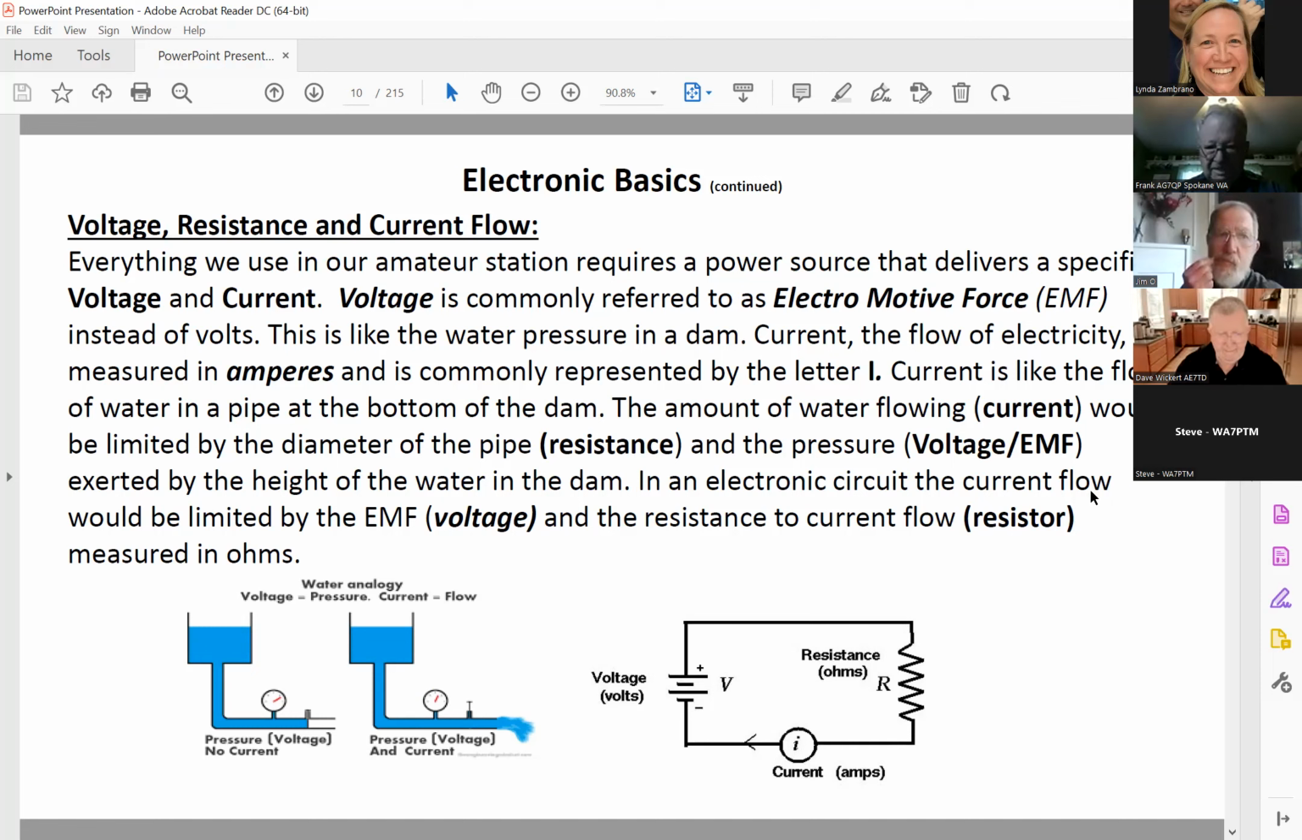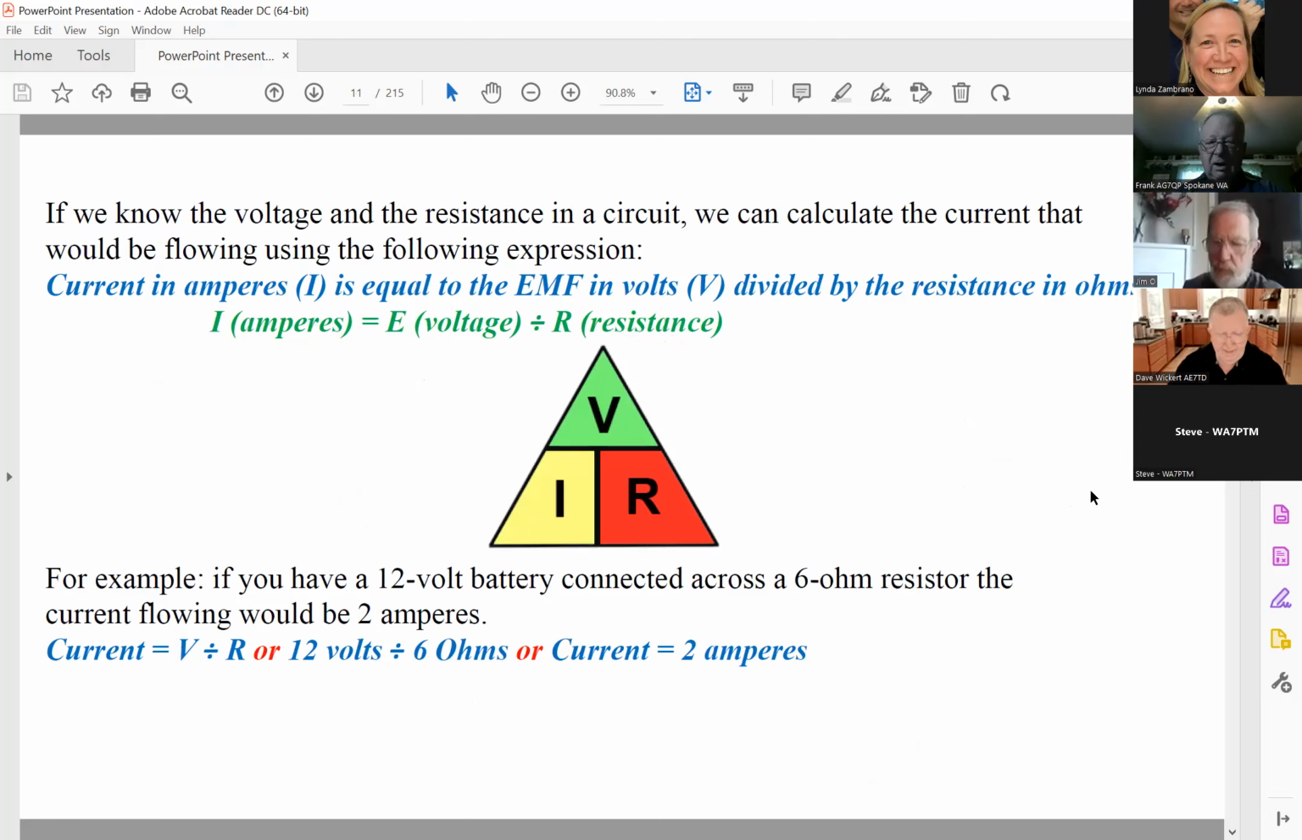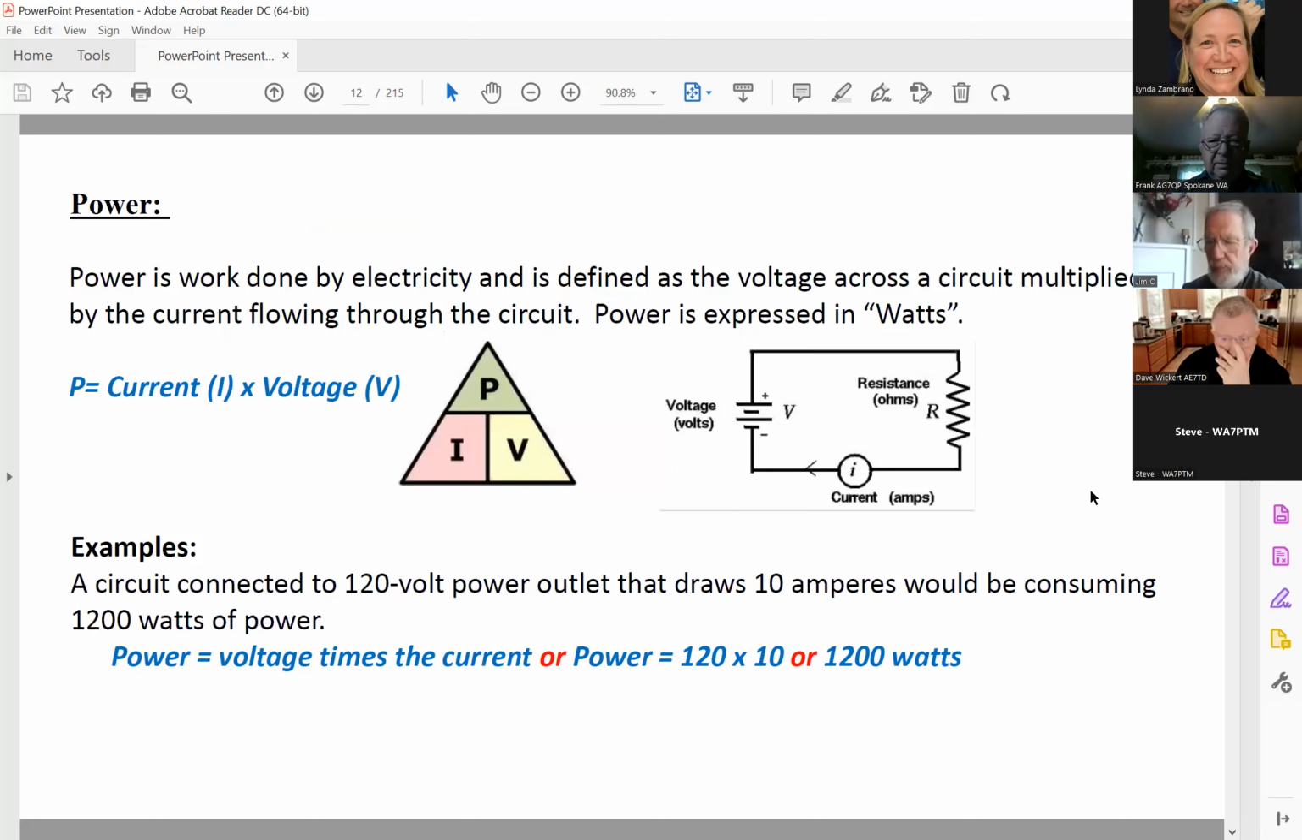And you have this very simple diagram here, V over I R. If you cover up V, you see I R: current times resistance equals voltage. If you cover up the I, you see that it's voltage over resistance. If we cover up the R, it's voltage over current. Very simple mnemonic to remember. Power is simply the amount of work. Again, the same type of little symbol, same thing that you do with that.